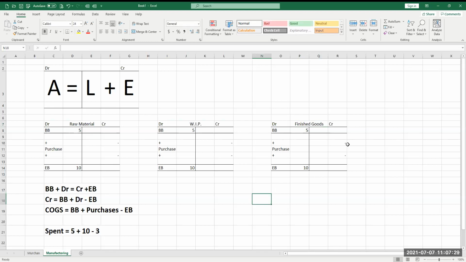So from which account am I going to get cost of goods sold? From the raw material, work in process, or finished goods? Finished goods, that's correct. Cost of goods sold, in this case, is going to come from the finished goods. And then we're going to have here sales, cost of goods sold.